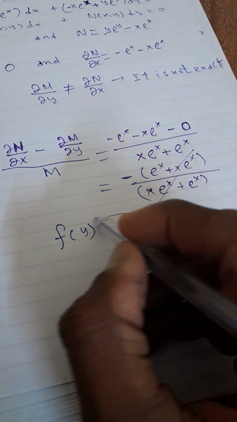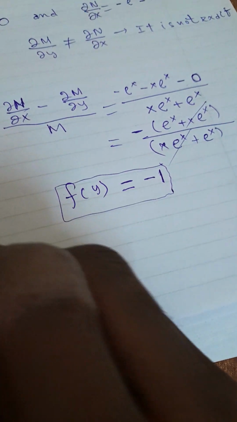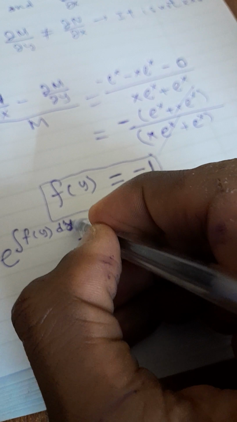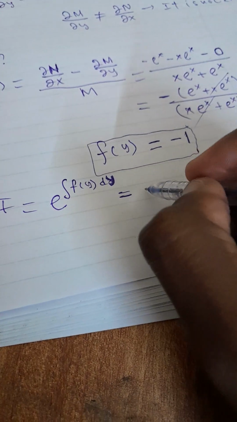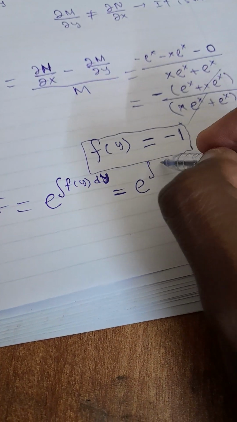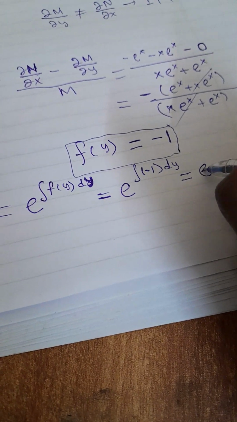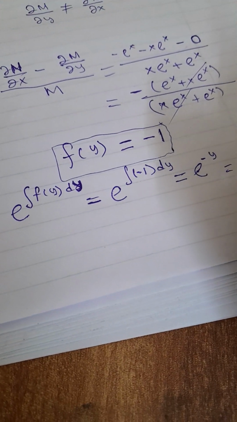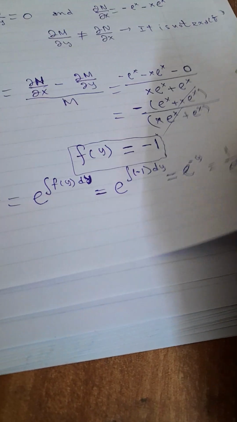If f(y) is minus 1, what does it mean? That's the point. It means that f(y) is minus 1, so IF will be e^(∫f(y) dy). So it will be equal to e to the integration of minus 1 dy, and this will be e^(-y), and this is 1 upon e^y. Okay, this is our integrating factor.